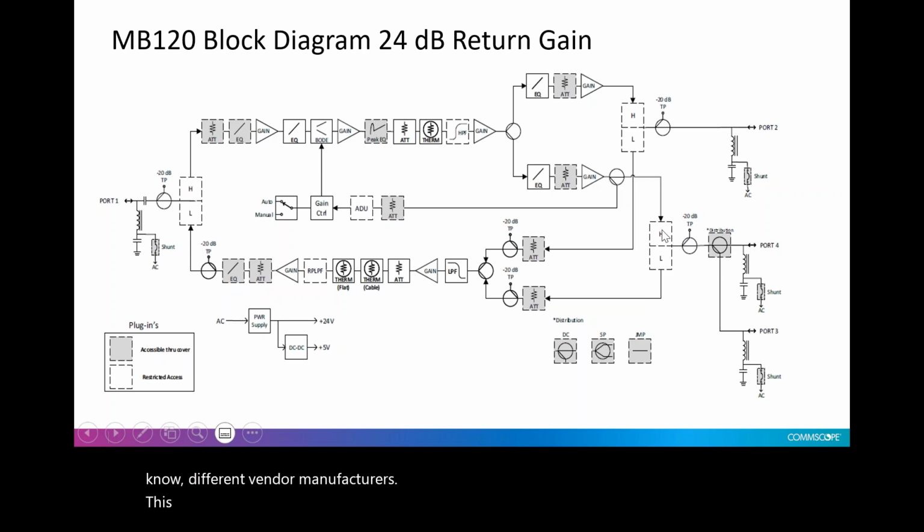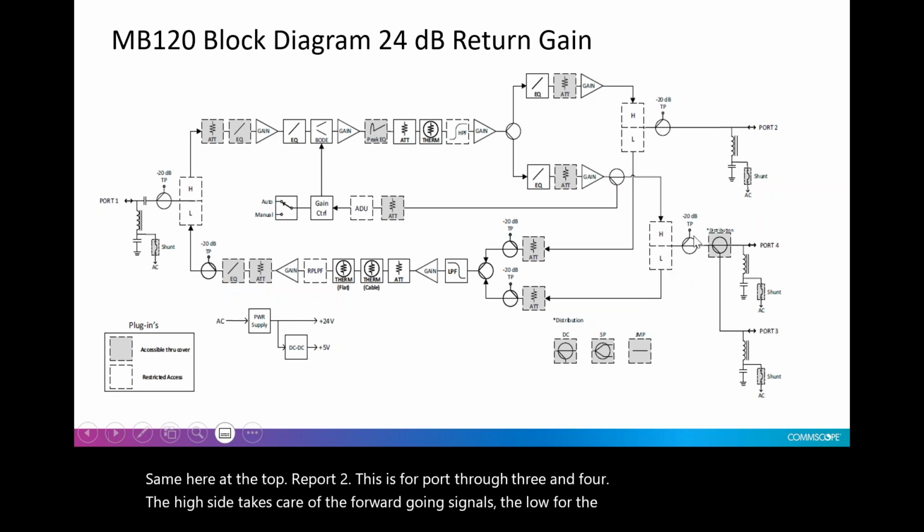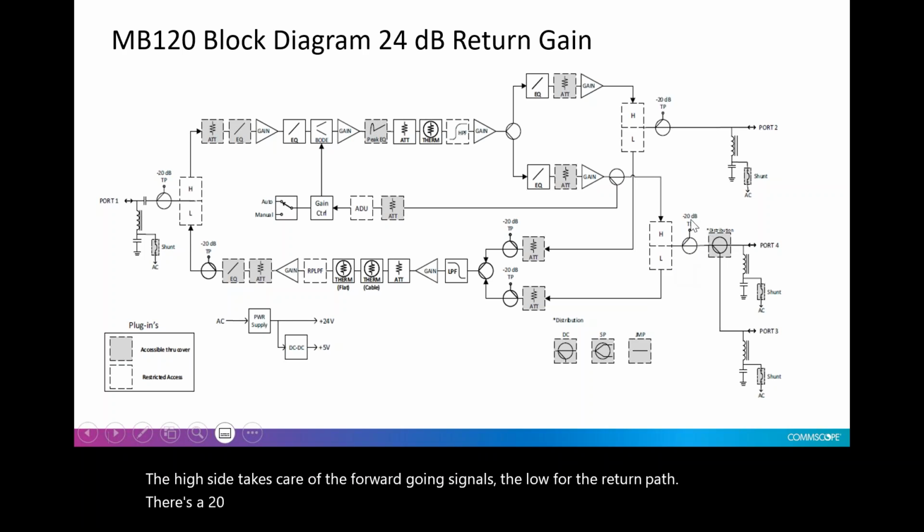This particular amplifier goes down to a high split diplex filter. Same here at the top for port 2. This is for port 3 and 4. The high side takes care of the forward going signals, the low for the return path. There's a 20 dB directional coupler, in this case to verify your output levels are correct.